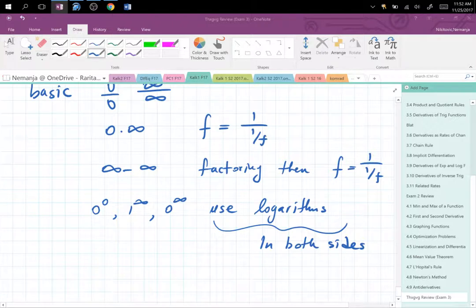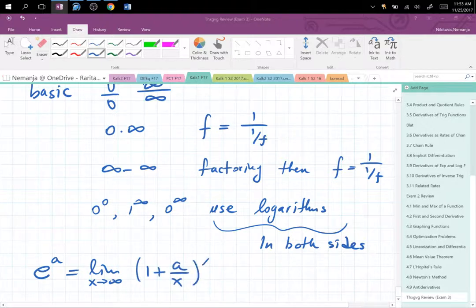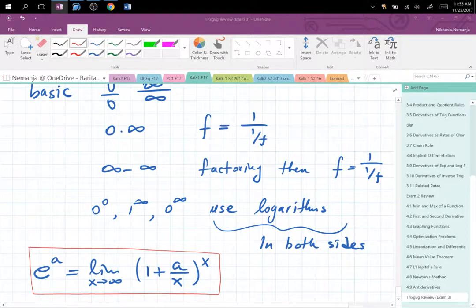You also want to memorize that e to the a is given by the limit as x goes to infinity of 1 plus a over x to the x. You want to memorize this because you really don't want to be cranking ln and L'Hopital calculation every time you see this, and it's frequent in your future classes. So just bite the bullet and memorize it.